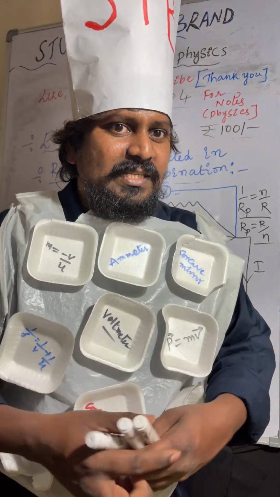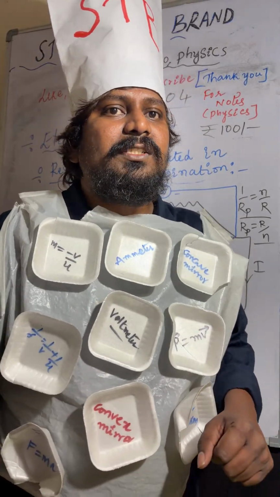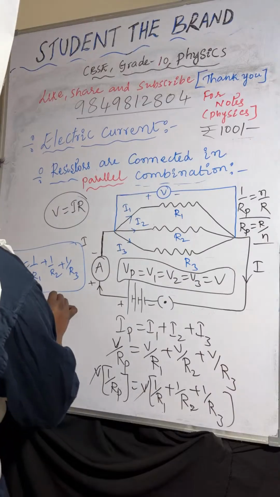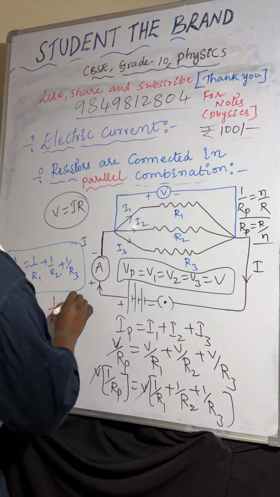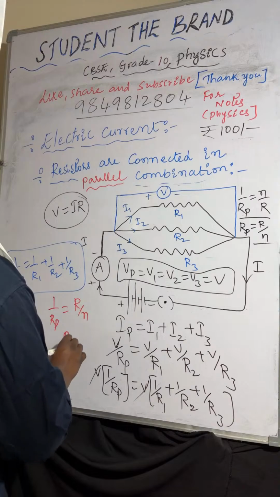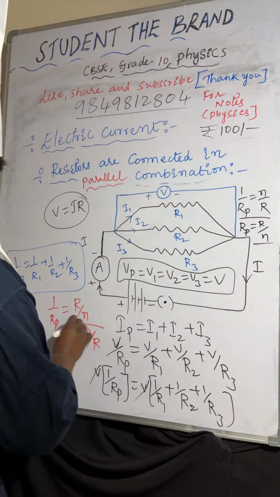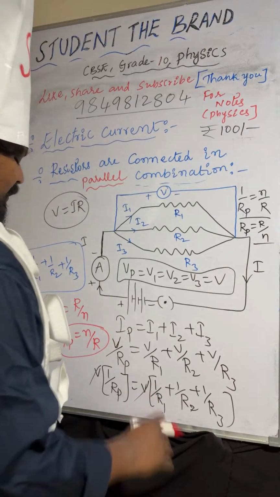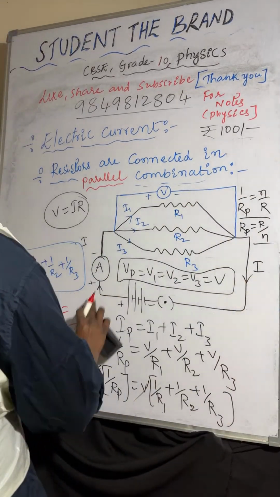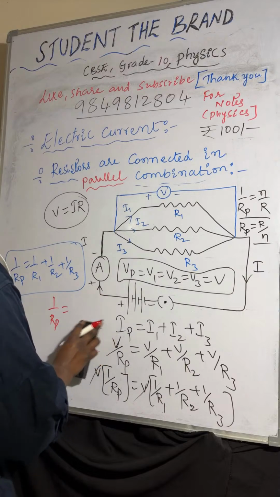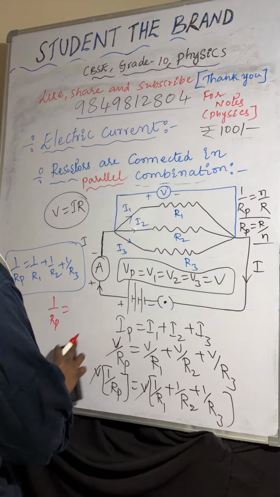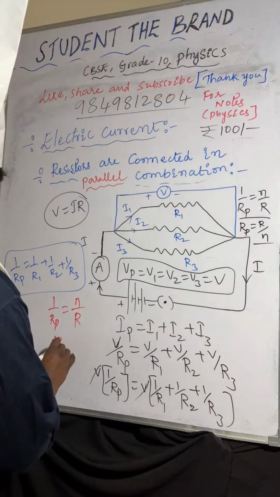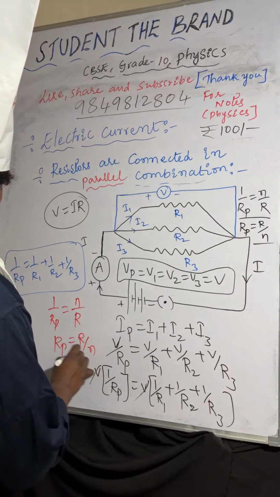If n number of resistors are connected in parallel combination, you can't see that equation, so I am writing here: 1 by Rp equal to n by R. Okay, sorry. Because in the numerator you can see 1, so Rp equal to R by N. So this is the formula.